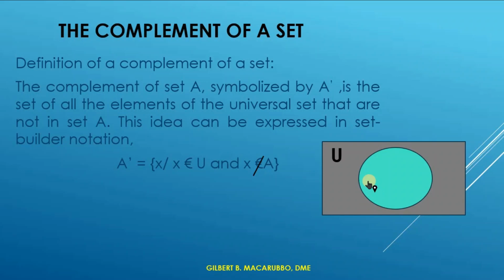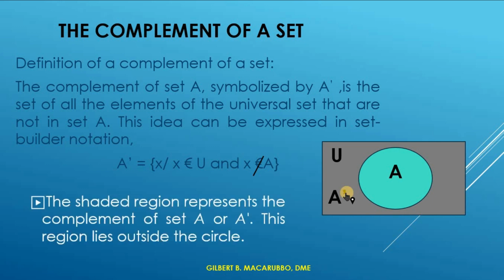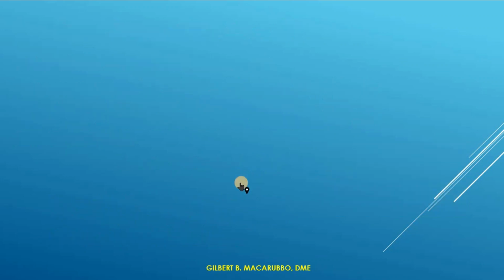Okay. So ito yung ating universal set. So this is our set A. So this is the complement of set A or the A prime. So the shaded region represents the complement of set A or A prime. This region lies outside the circle. So lahat ng mga elements sa labas ng circle ay complement ng set A. Okay.